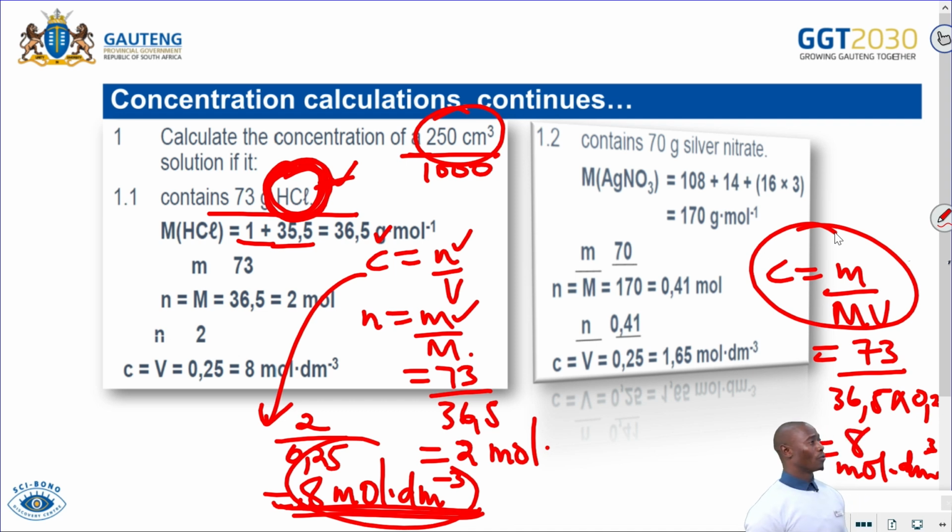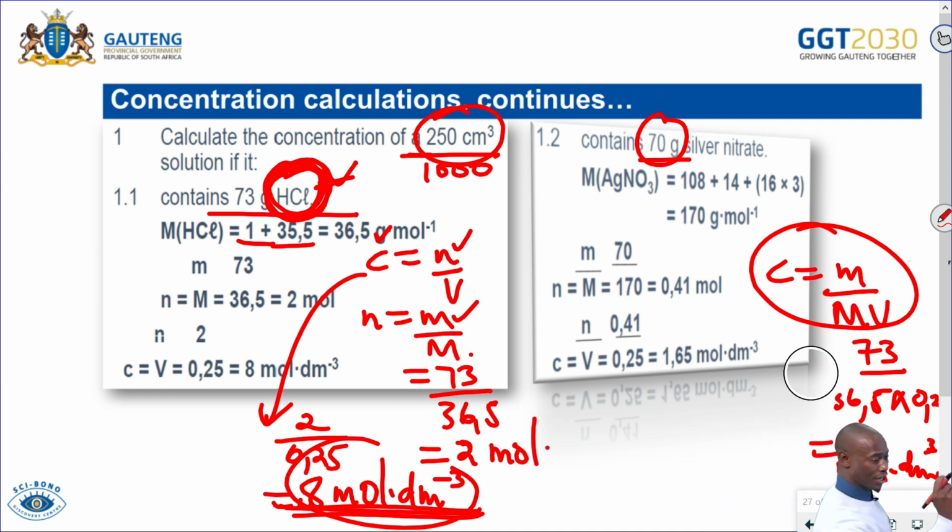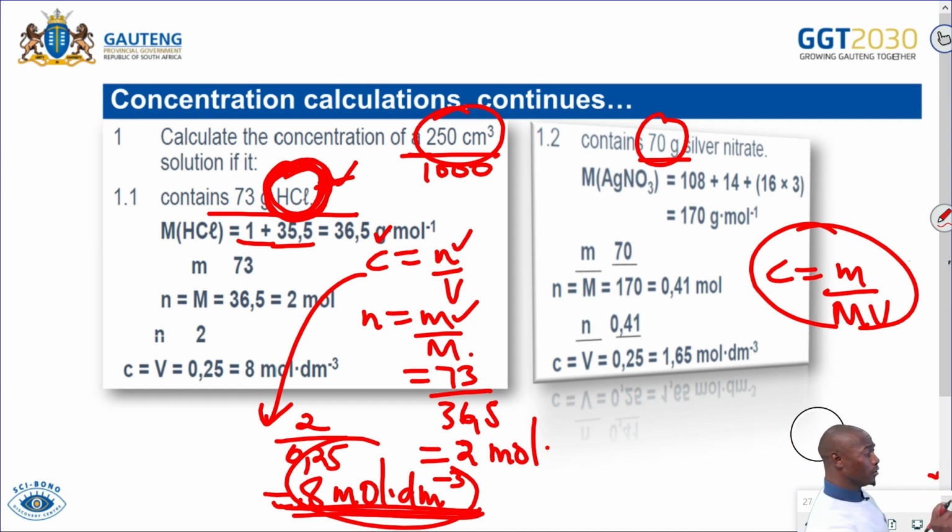So then this one, it contains 70 grams of silver nitrate. They want the concentration of this silver nitrate. So again, you can just go straight to C equals m divided by M times V, because we are given the mass, right? And what else is given here is the volume, which is, we are still using 250. So here, we are having the mass as 70. The molar mass is 170.